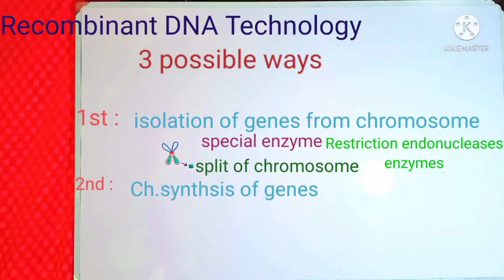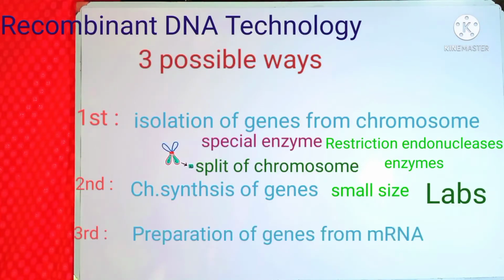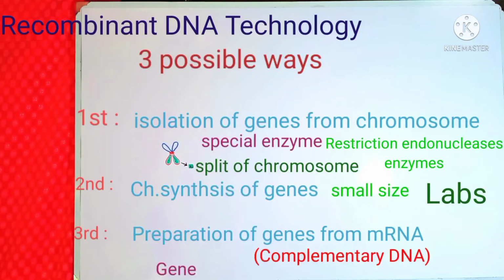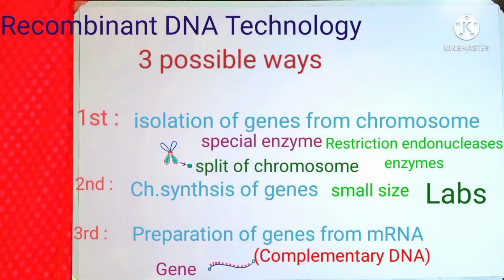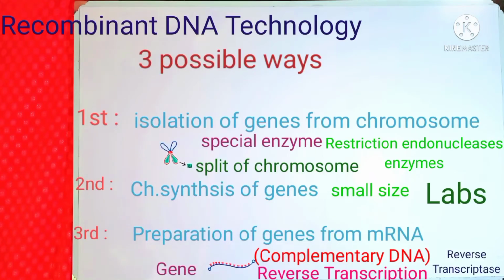The second way is the chemical synthesis of genes. In it, if genes are of minimum size, then they can be easily synthesized in the laboratories. Third is preparation of a gene from the messenger RNA. That is also known as complementary DNA. It is the most common method of getting a gene. In this, the gene is prepared in the laboratory from the messenger RNA strand. During the process of reverse transcription, an enzyme is used that is called reverse transcriptase enzyme. The DNA molecule is known as complementary DNA.